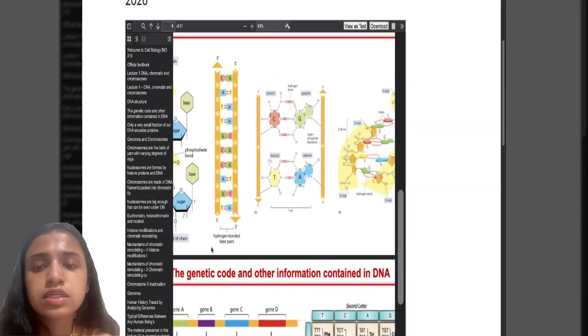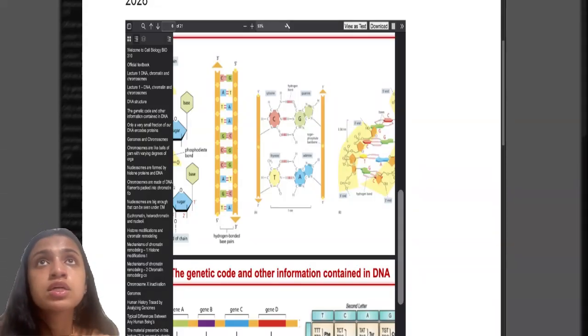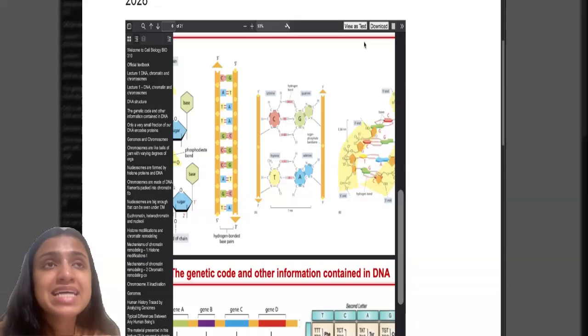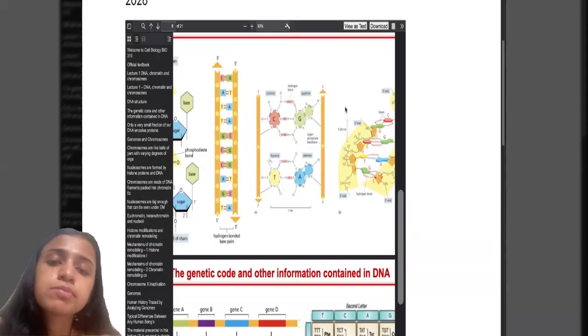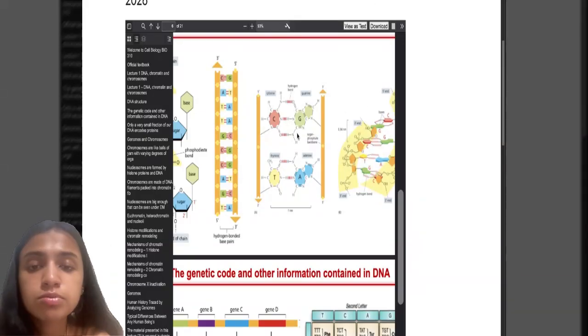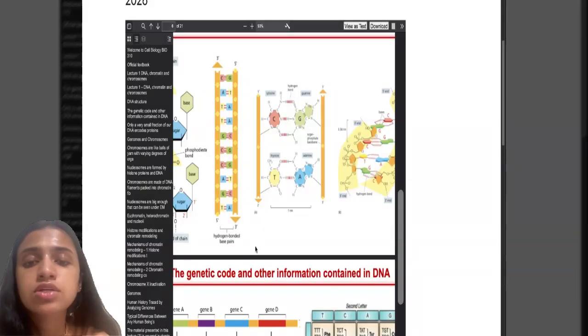So this is just the DNA double helix. You have AT and GC, and between them are the hydrogen bonds. You have to know that between AT there's 3 bonds, and between GC there's only 2 bonds. Actually, I scratched that. It's the opposite. Between GC there's actually 3 bonds, and between AT there's actually 2 bonds.